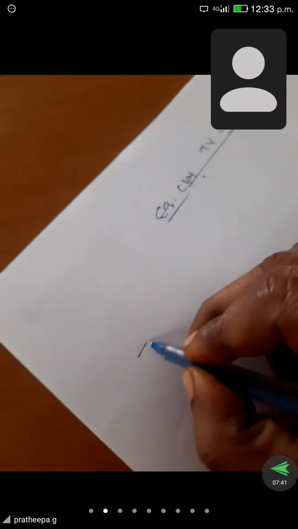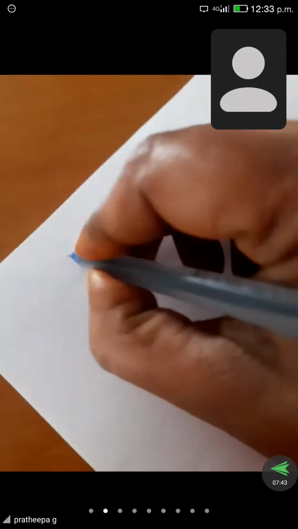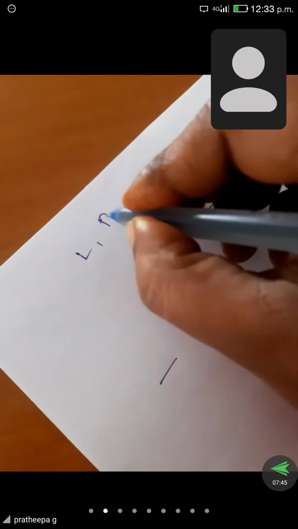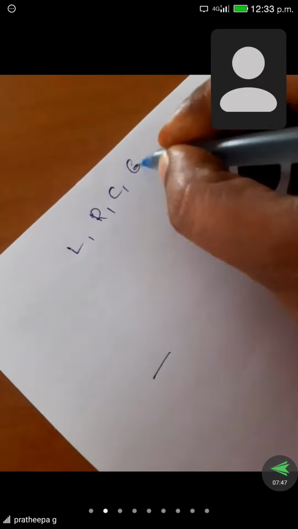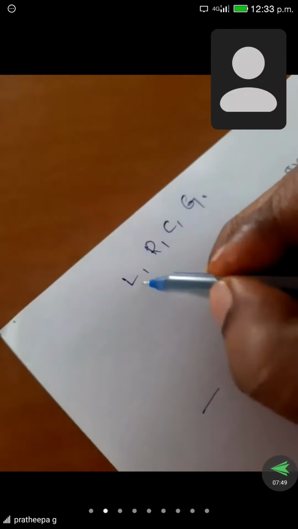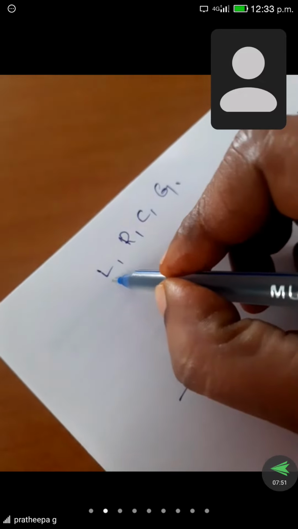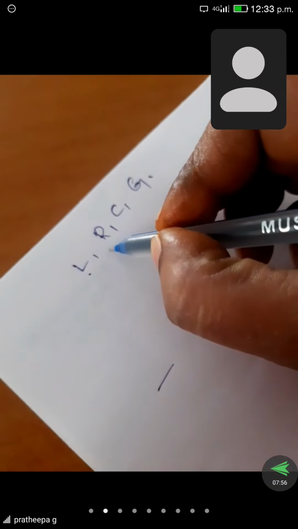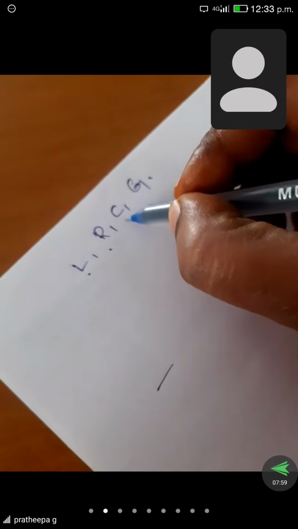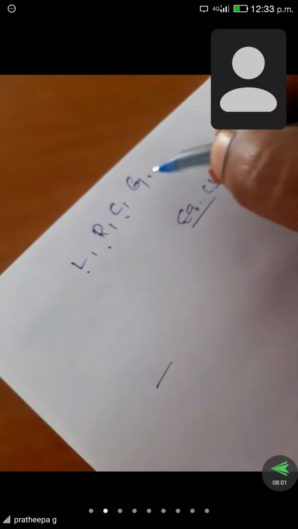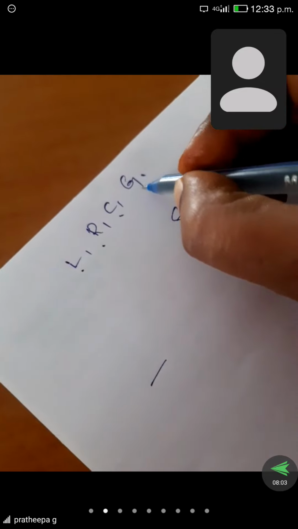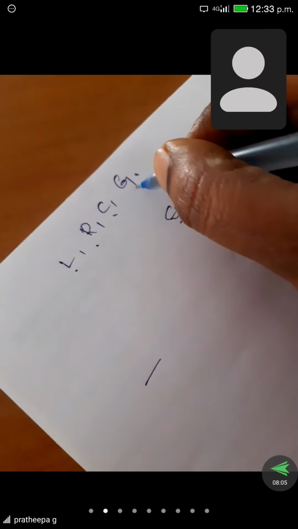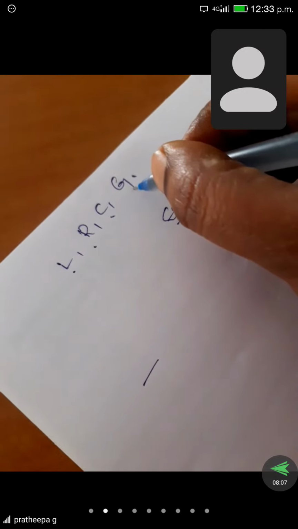Okay, so in this we are using the L, R, C, G components. So what is L? Inductor. ఇండక్టర్, R, రెసిస్టర్, C, Capacitor. G, Ground. Galvanic? Ground.